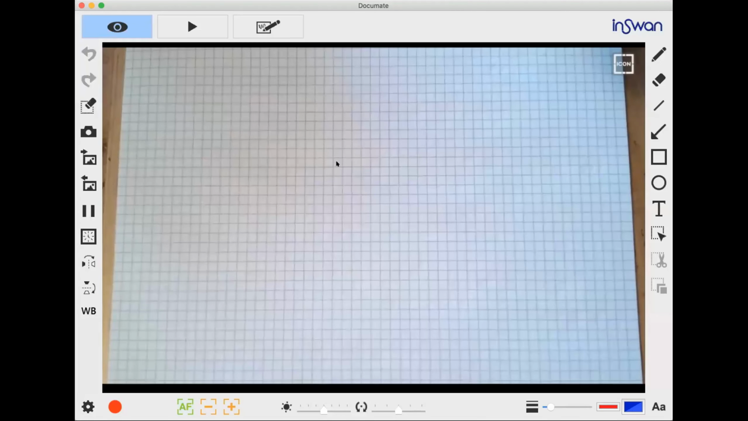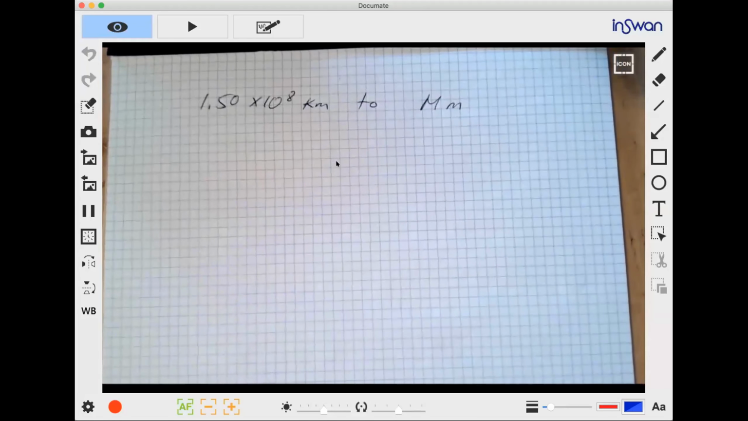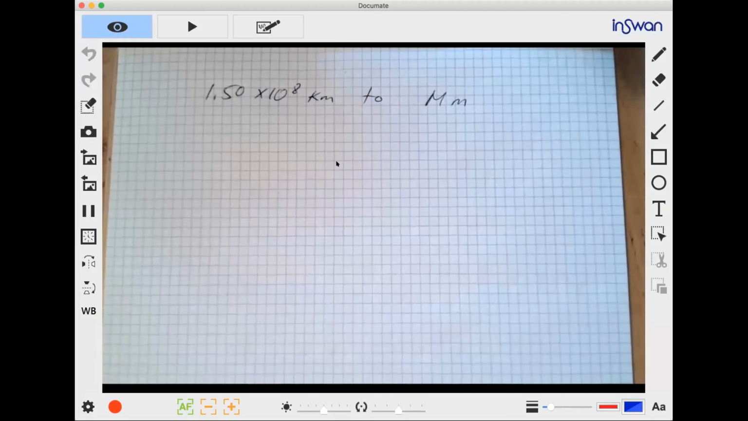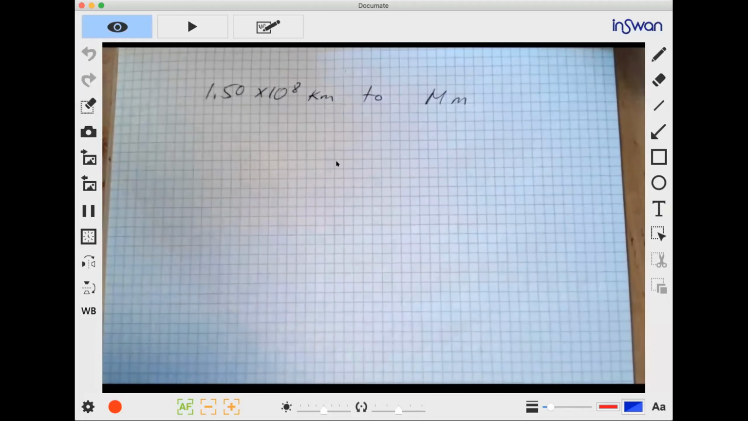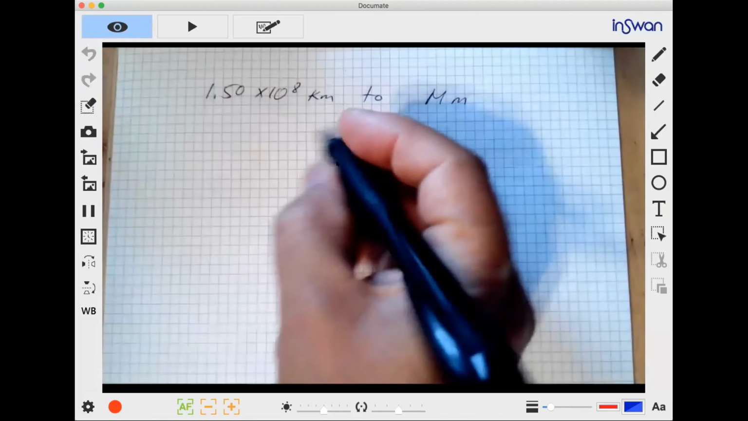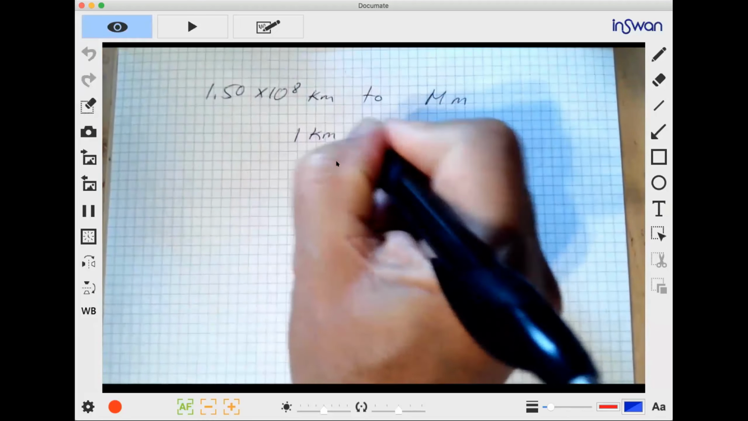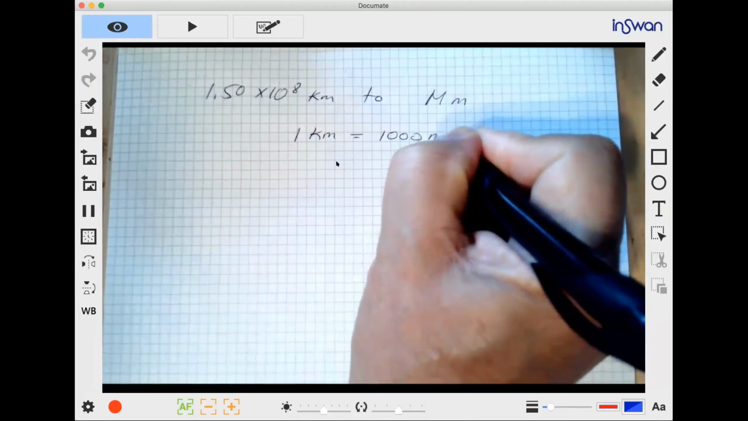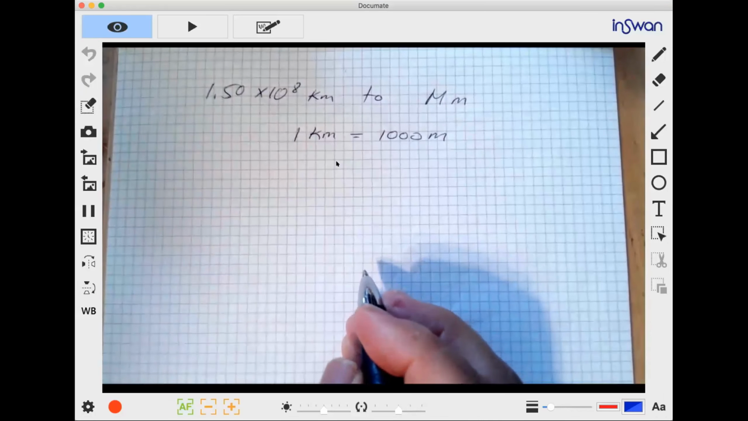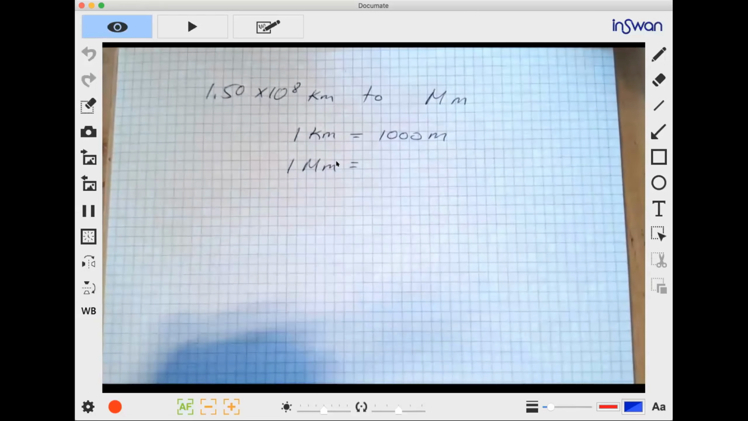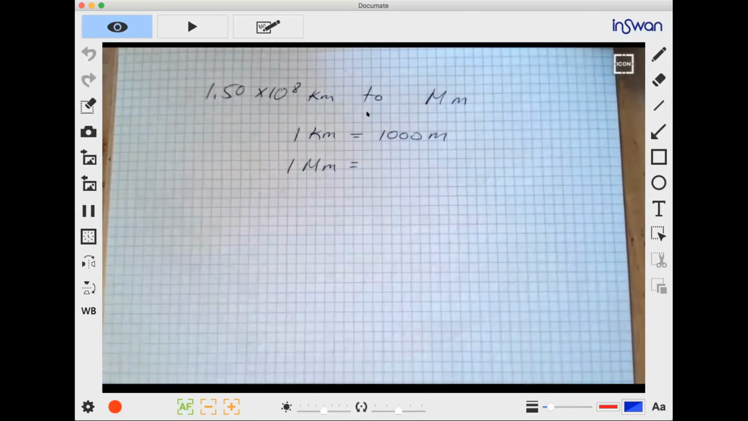So we're gonna try to convert 1.50 times 10 to the 8th kilometers to megameters. Again, we don't have a straight conversion factor for that. So we're gonna have to do this in 2 steps. Remember that we do know that 1 kilometer equals 1,000 meters. And we also know that 1 megameter equals, oh my God, I forgot.